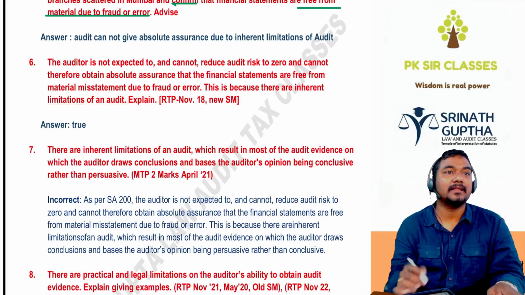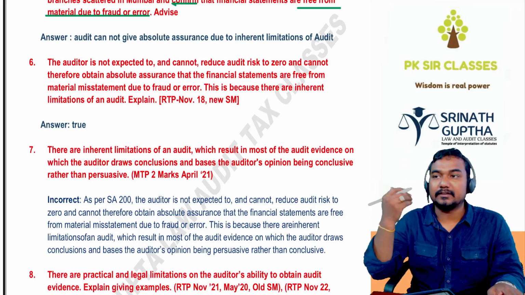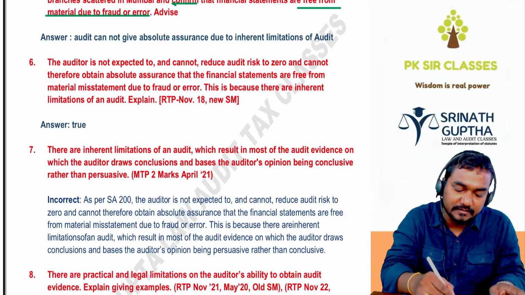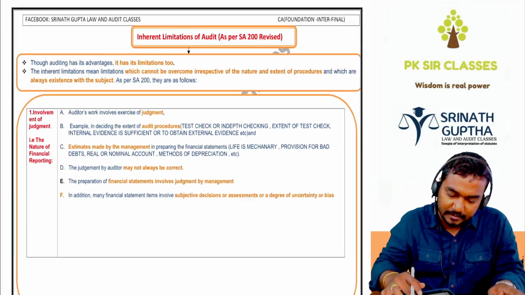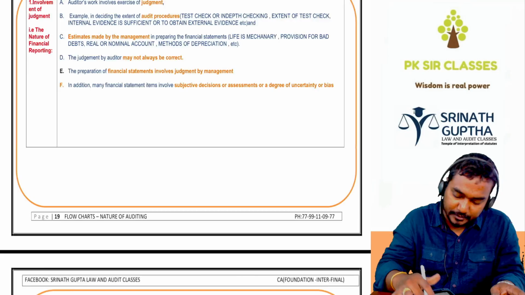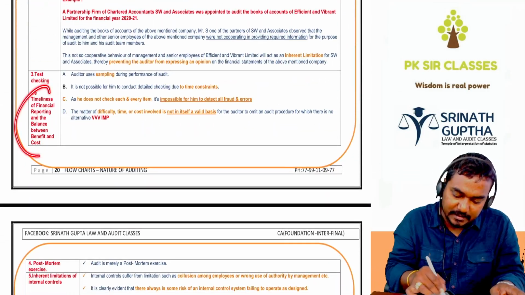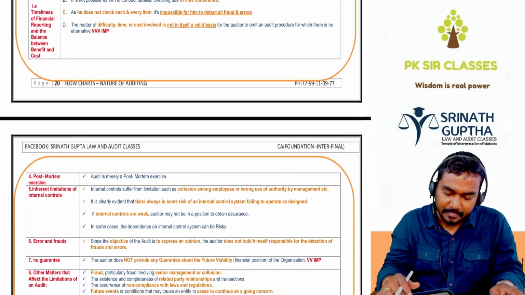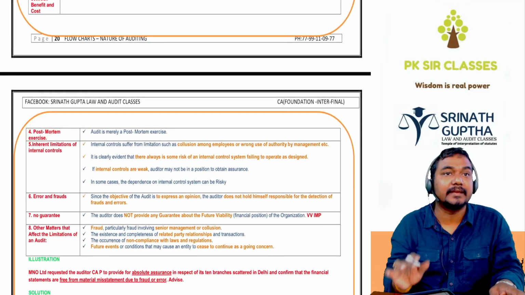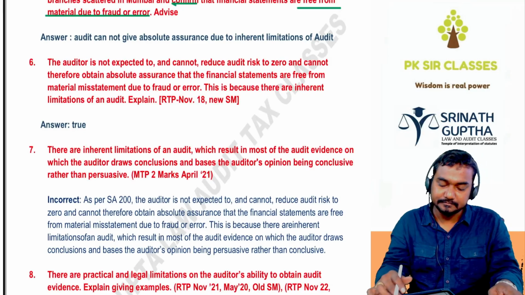So you have to explain the limitations of auditing. Direct question, beta. We have to explain all the limitations of auditing. Write all of this, beta: the nature of financial reporting, the nature of audit procedures. Next, the timeliness of financial reporting. Next, the post-mortem affair. Write all of this, beta. Direct question. Clear?